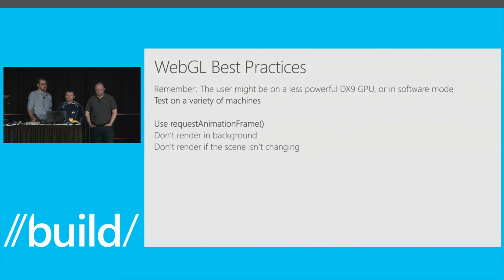Another big thing we still always see is requestAnimationFrame. Please use that. We do see a lot of content that renders in the background or that renders at 60 FPS even though no pixels are changing. Please take into account the user's battery, and if your app doesn't need to render, please don't render.